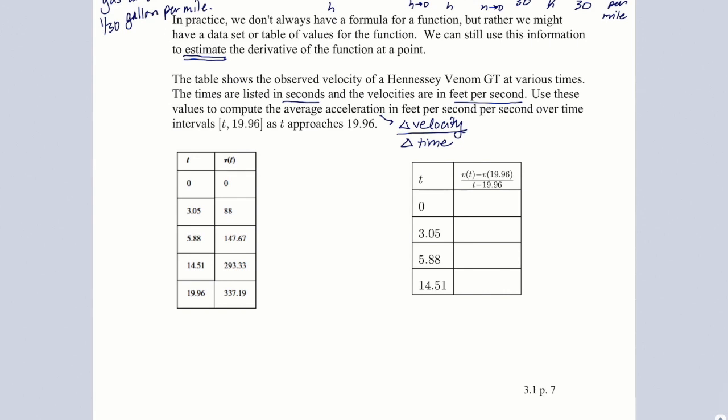So if we want to know how is the velocity changing, am I getting faster at a faster rate or faster at a slower rate? We will do change in velocity over change in time. So we're going to estimate these over different time intervals between t and 19.96 seconds for values of t that get closer and closer to 19.96. So over on the second table, we'll make those computations. We can see that the velocity for this vehicle is increasing as the time increases, and we just want to know what's going on with the acceleration. So these will be estimates of acceleration on this table.